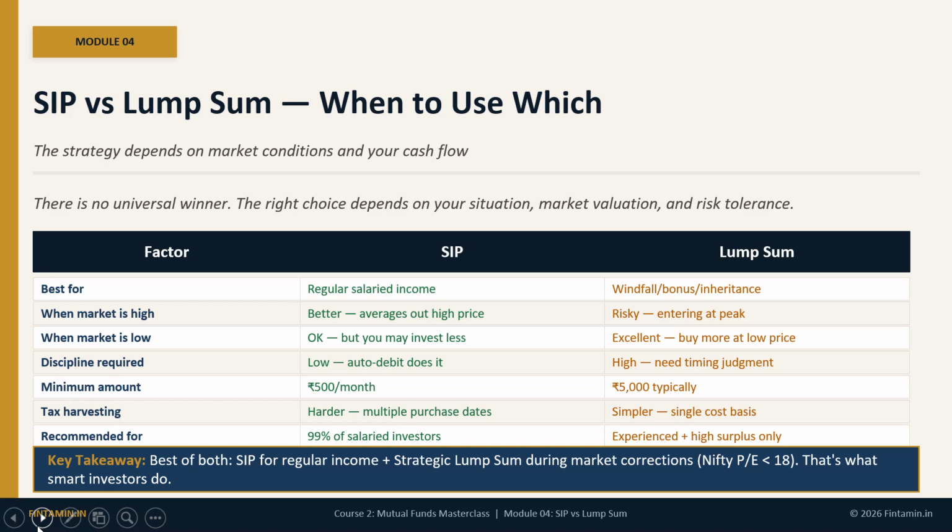But here is the key. Invest lump sum only when the market is at reasonable valuations. If Nifty PE is above 25, consider spreading the lump sum over 6 to 12 months using a systematic transfer plan from a liquid fund. The smartest strategy combines both. Maintain your monthly SIP always and deploy any windfall as a lump sum during market corrections.